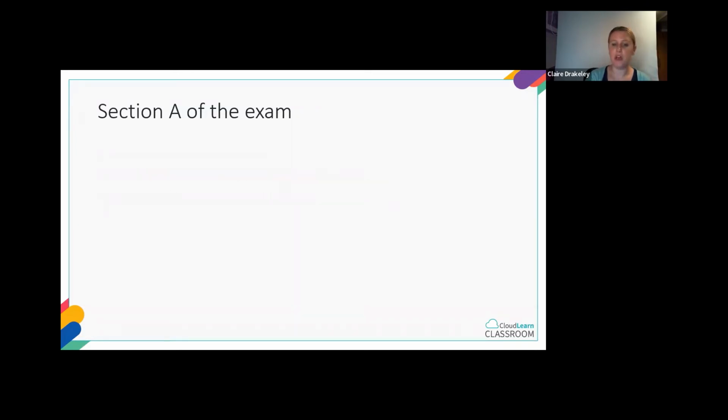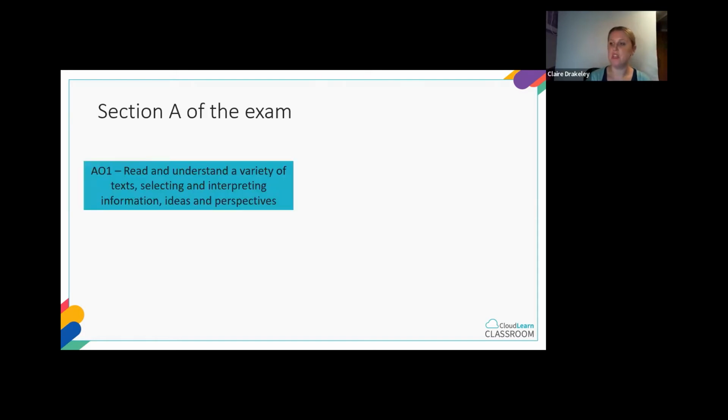It may be useful to know what the exam board will be assessing in this section, so you know what they're looking for and what exactly it is you should be doing. So AO1, Assessment Objective 1, is read and understand a variety of texts, selecting and interpreting information, ideas and perspectives. That's what they're marking you on. That's what they're going to see. Has this person understood this well in the exam?